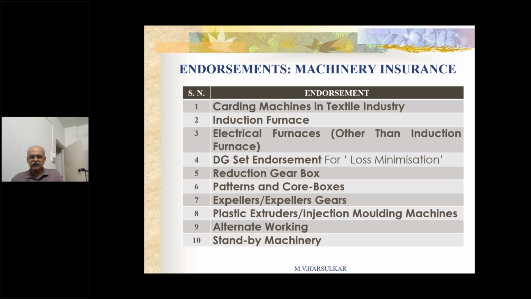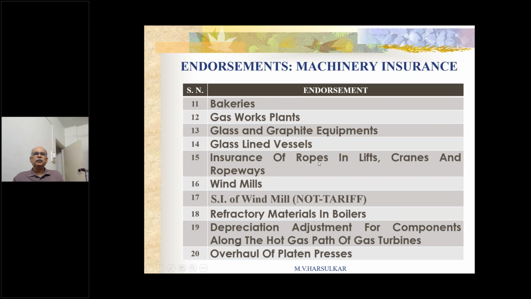So for standby machinery, again, there is a premium advantage to the insured. This endorsement has to be attached, and in the policy schedule, they should mention which machine the particular standby machine is standby to. Serial number 10 is standby to serial number 9, like that. Then bakeries. If a machinery breakdown policy for bakeries is there, then this endorsement applies.